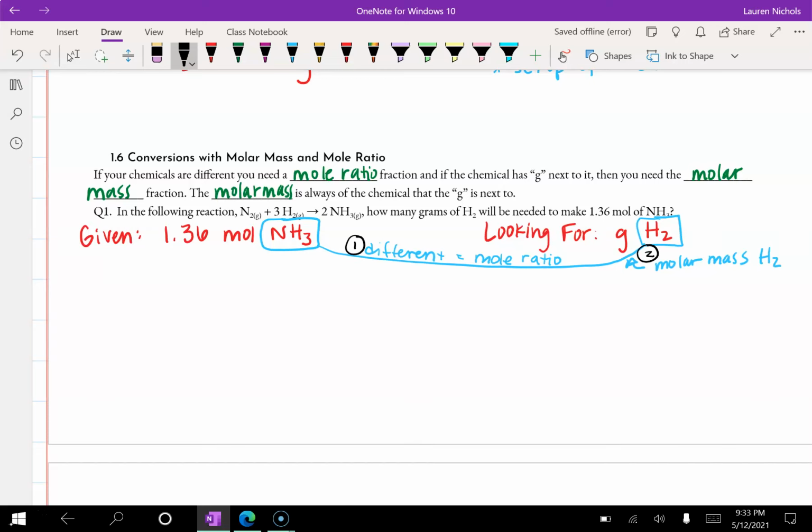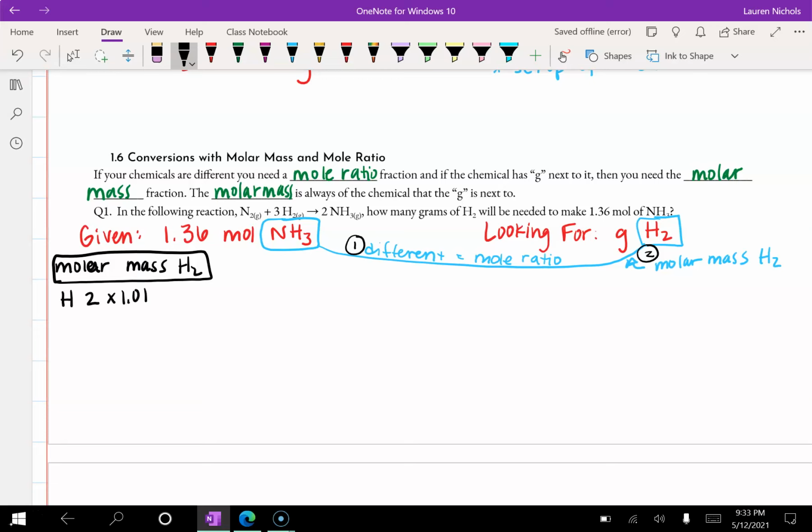So if we go ahead and write it out, because we want to write out everything we need, let's start with our molar mass. So with the molar mass of hydrogen, we know to calculate it, we list our elements, and this one's easy because there's just one element, it's hydrogen. There are two of them.